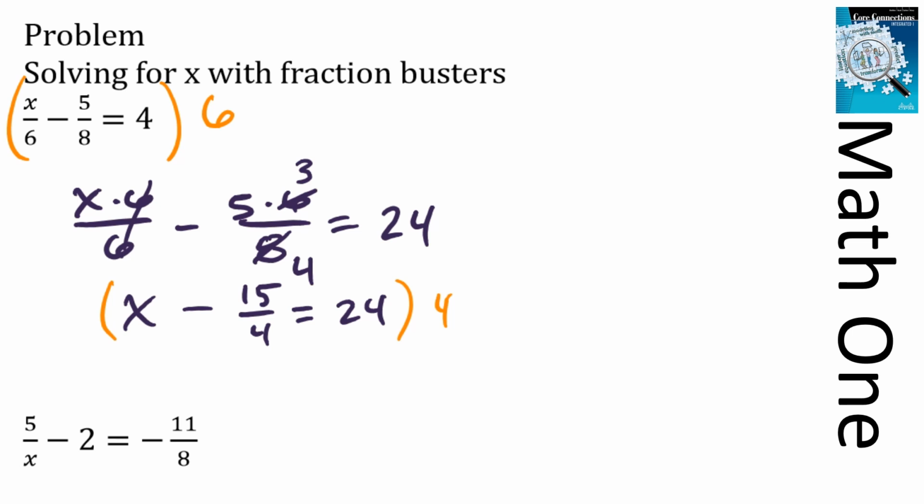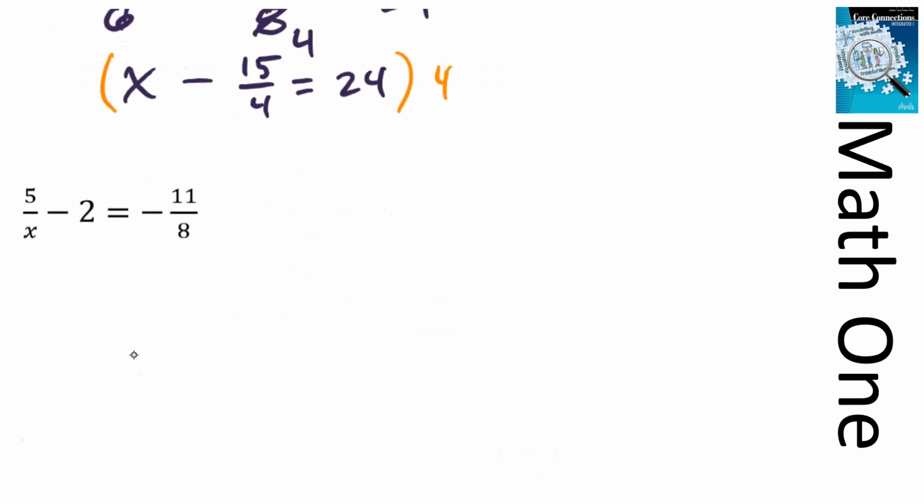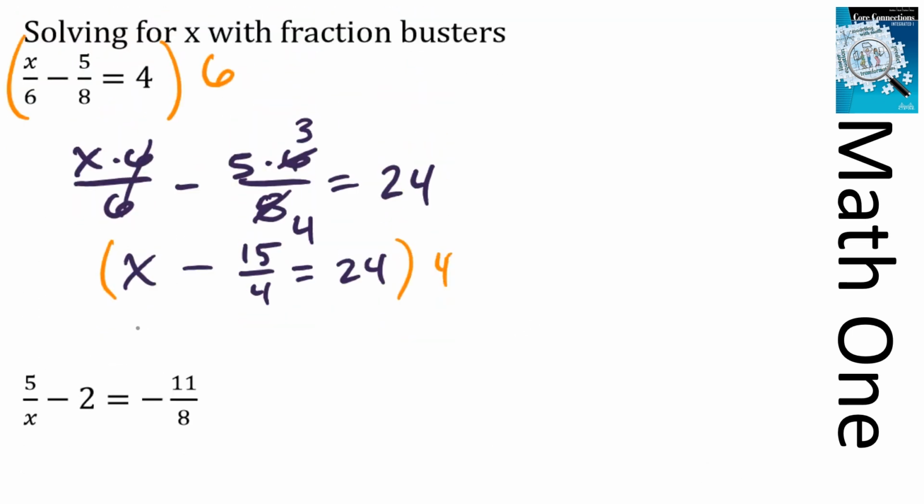And when I do that, this equation becomes 4x. And then just simply minus 15, right? 15 times 4 over 4 is 15. So I've eliminated the fraction there. And then the next thing I've got to do is multiply 4 times the number, 4 times 24. So that's the number 96.